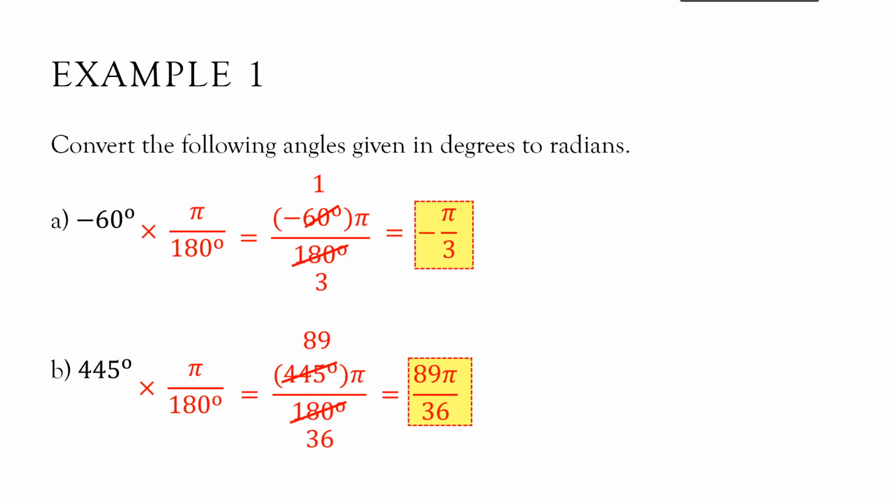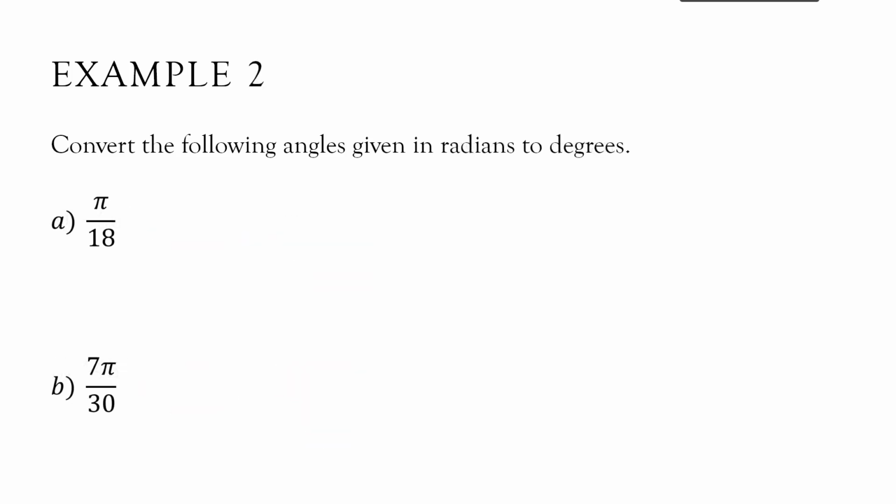Alright, now let's move into example 2. Similar instructions, but what if I gave you these angle measures, and I tell you these are in radians, but I want to figure out what these are in degrees. And this is going to be a problem that we're going to encounter very often. Starting off with part A, I have pi over 18. So right off the bat, we probably don't know what that angle is in terms of degrees just by looking at it. So let's go ahead and do our conversion.